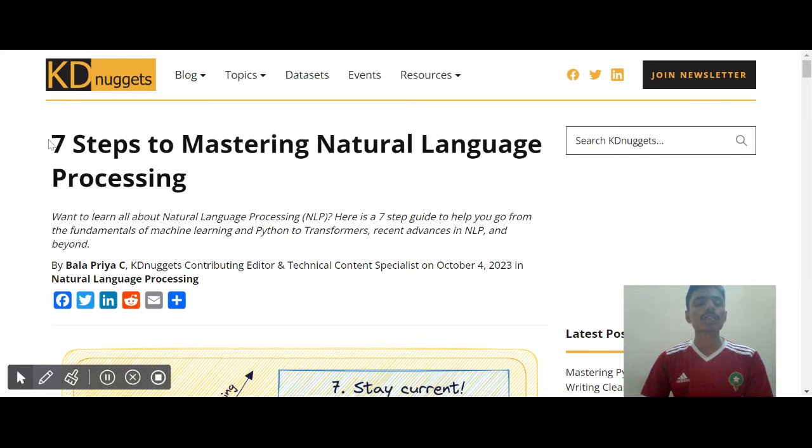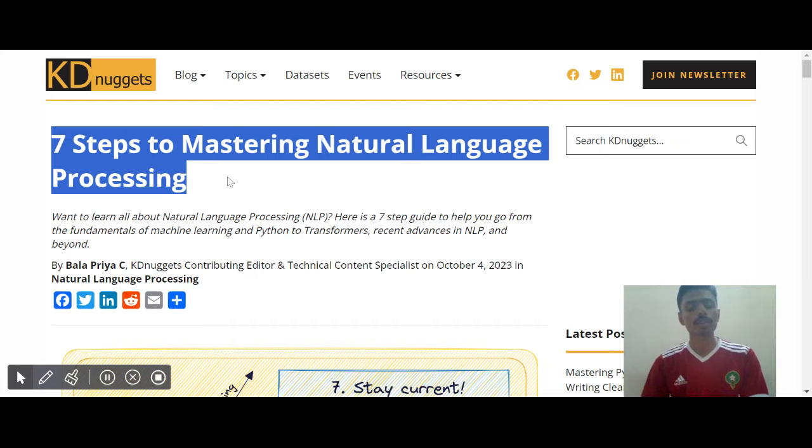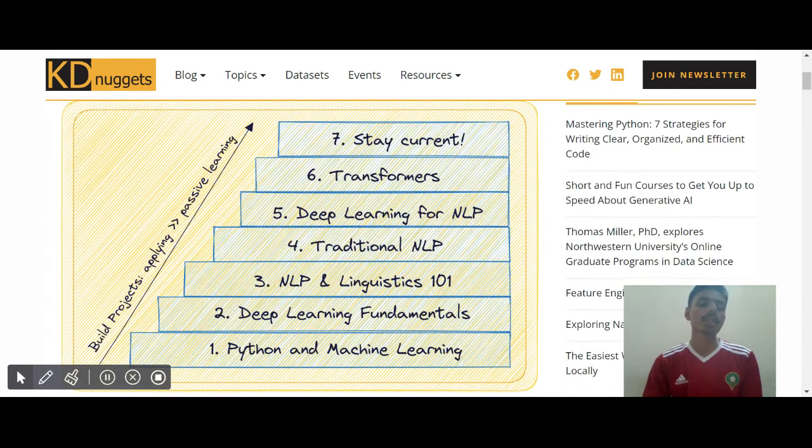Anyways, let's head towards the 7 steps to mastering natural language processing, and all of the stuff that we learned. So, want to learn all about natural language processing, NLP? Here is a 7 step guide to help you go from the fundamentals of machine learning in Python to Transformers, recent advances in NLP and beyond. By Bala Priyasi, KDnuggets contributing editor and technical content specialist, on October 4, 2023, in natural language processing.